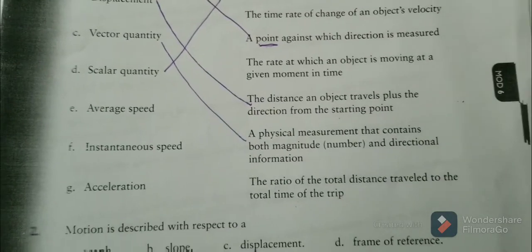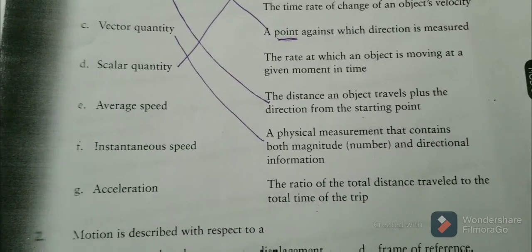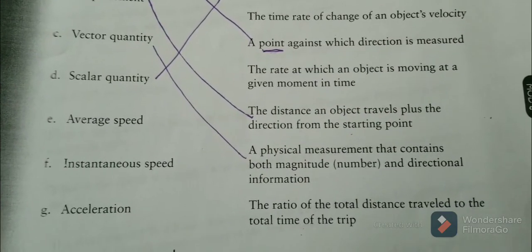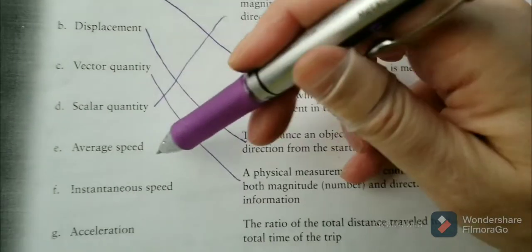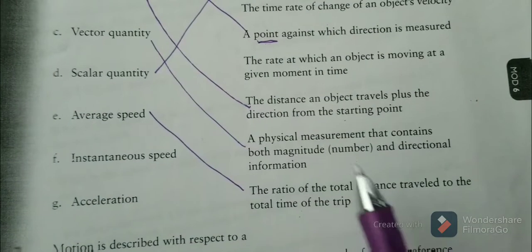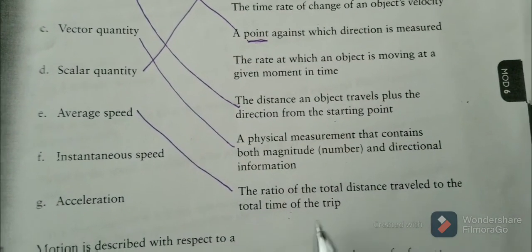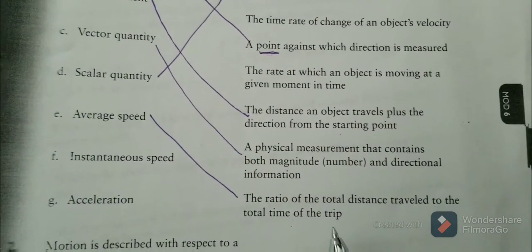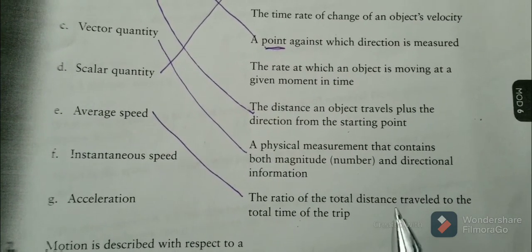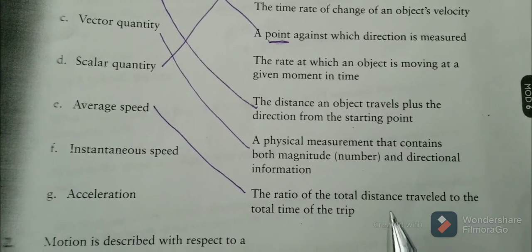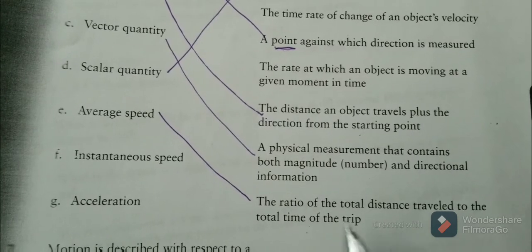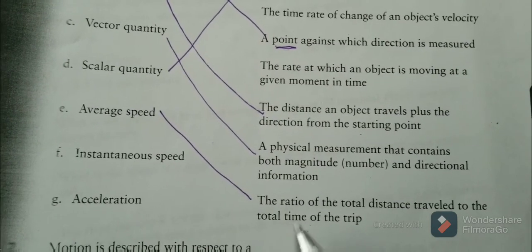Average speed. This one is a trick one because in the student study guide, there is no option for average speed, but it is in the answer key and in the textbook. So there you go. It is the ratio of the total distance traveled to the total time of the trip. So just think of it like the mean, like you determine it in math. It's the total of something divided by the number of something. And so this is the time of the trip.